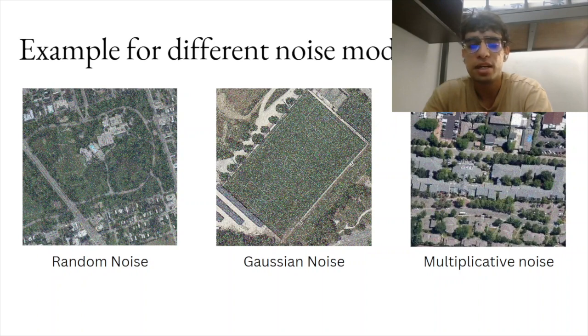And finally, the multiplicative noise is signal dependent and varies with image intensity. It distorts images by multiplying the original signal with a noise function, commonly occurring in radar or ultrasound images. The noise level increases with brightness, making the brighter regions more affected.